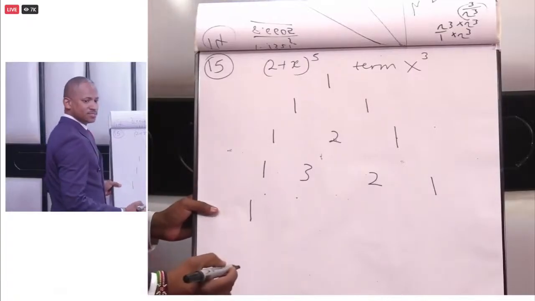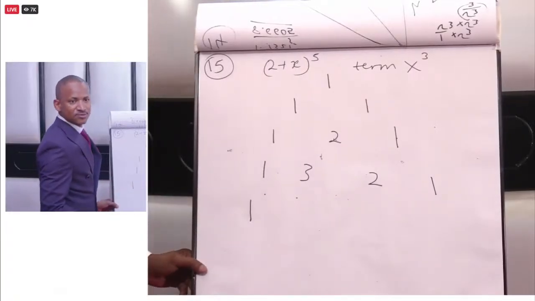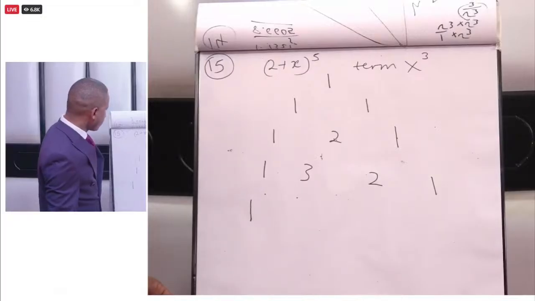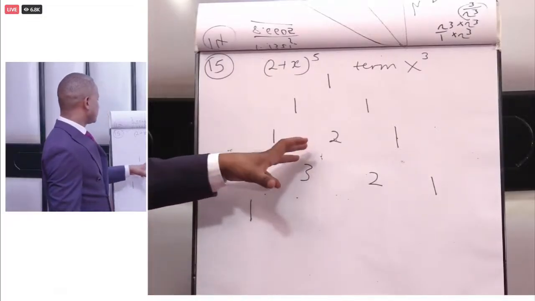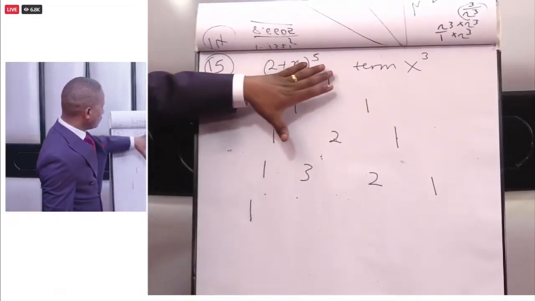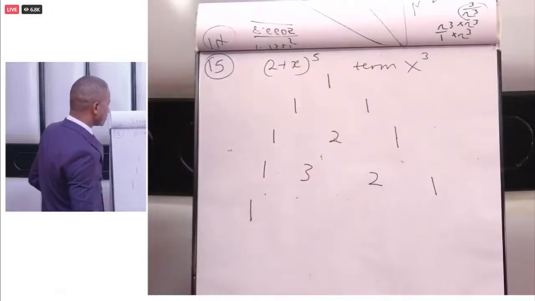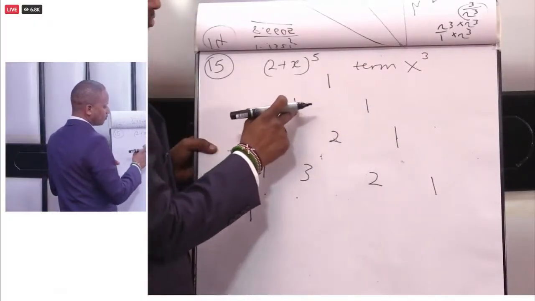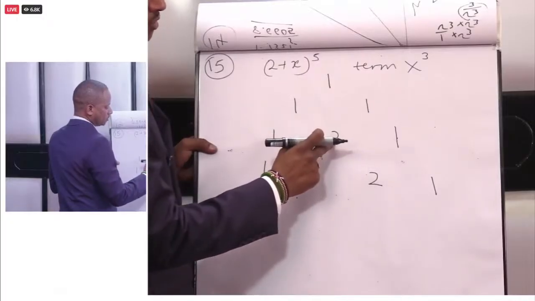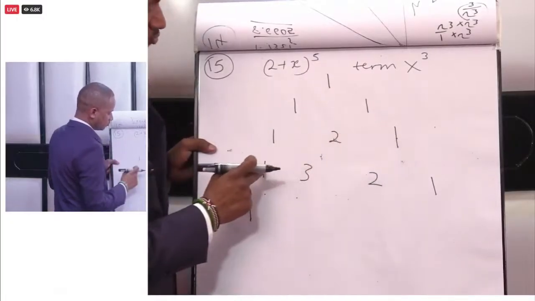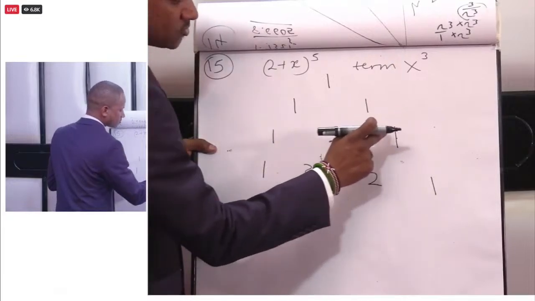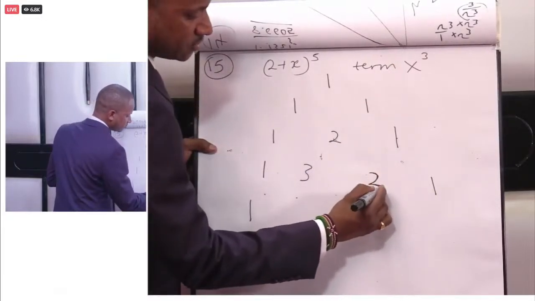There was a mathematician called Pascal, a serious mathematician who came up with this triangle. So the triangle, you start with 1, 1, 1. Then you do 1, then you add 1 plus 1, you get 2. Then 1, then you do another 1. 1 plus 2, 3. 2 plus 1, 3. So this is 3, not 2.